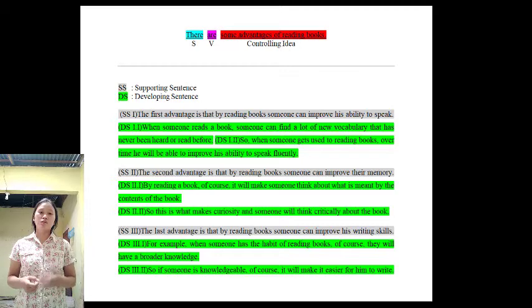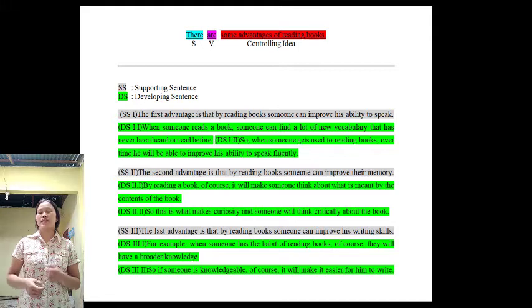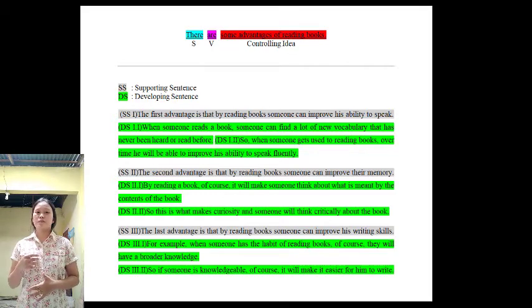Okay, so if we look back as a whole, there are three sentences marked in gray in this paragraph called the supporting sentences for the topic sentence. In the first supporting sentence, it is stated that by reading books, someone can improve his ability to speak. We can see that it is true that reading books can improve speaking ability. So we can prove that improving the ability to speak in the first supporting sentence supports the topic sentence's controlling idea: some advantages of reading books.